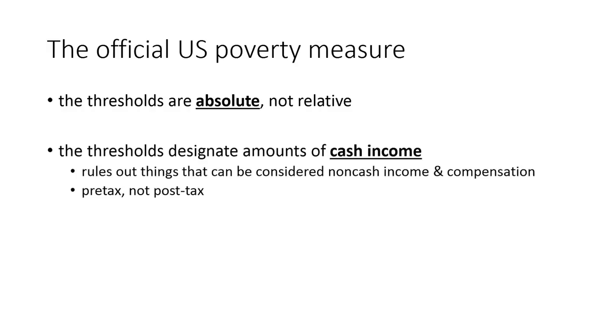The other thing to know about our poverty thresholds in the United States is that they designate amounts of cash income. Now you might ask, what other kind of income is there? All my income is cash. Well, if I think about the amount that Washington and Lee contributes to my health insurance premiums, that is part of my overall compensation. In fact, they send me a letter at the end of every year telling me how much that's worth. But that part of my compensation isn't cash. I can't deposit that money into my bank account and do things with it.